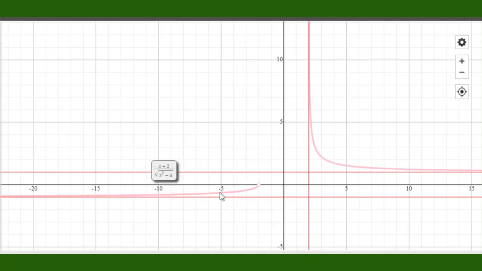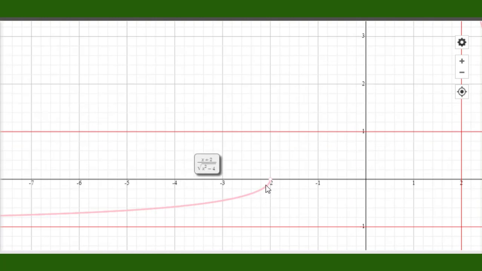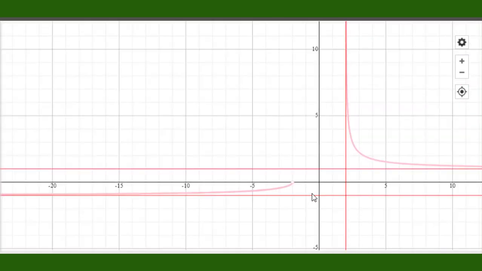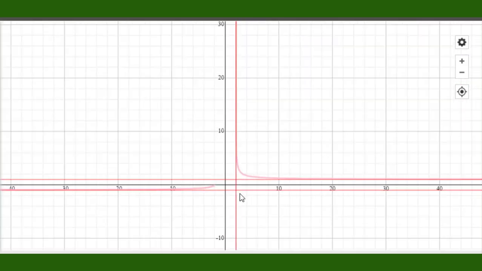When x approaches negative 2 from the left, the graph approaches 0, and this is an empty circle. When x is equal to negative 2, the function is undefined. So there is no graph on the right hand side of negative 2. You can see that from the left of negative 2, the graph approaches 0. Okay, so that is the graph for this function.